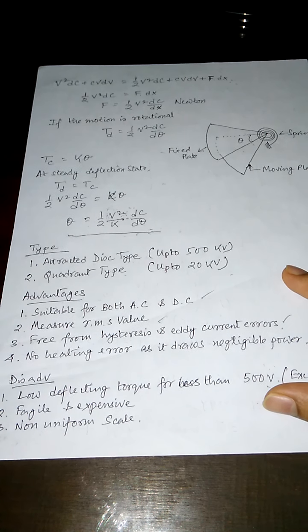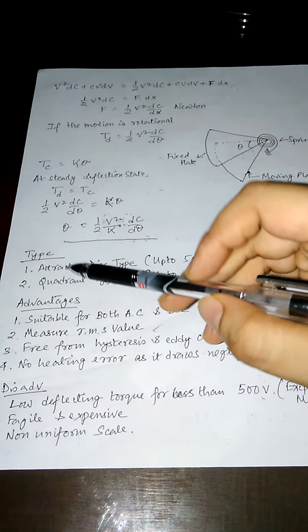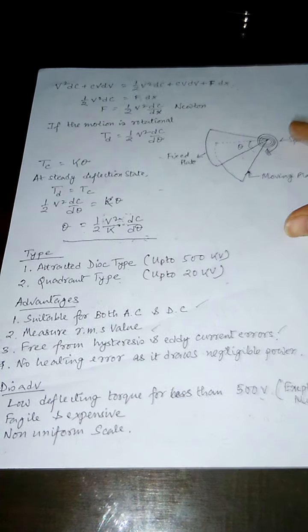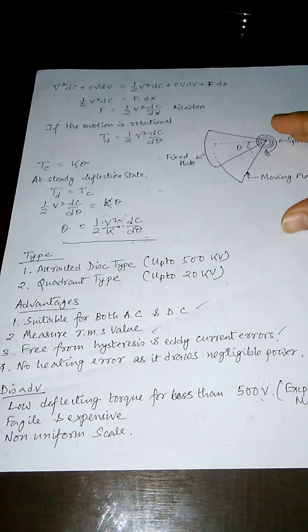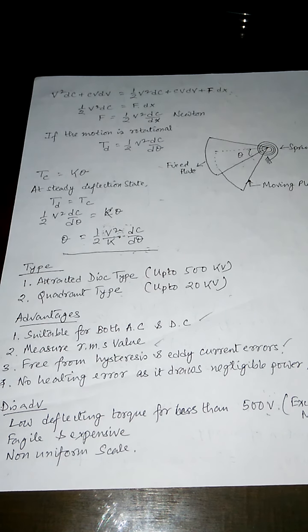So today we have discussed the torque equations, the force equations, and the principles of electrostatic instruments, their types, advantages and disadvantages. In the next classes, we will discuss the working principles of attracted disc type and quadrant type meters, how they function, and with that we will conclude the analog meters part.